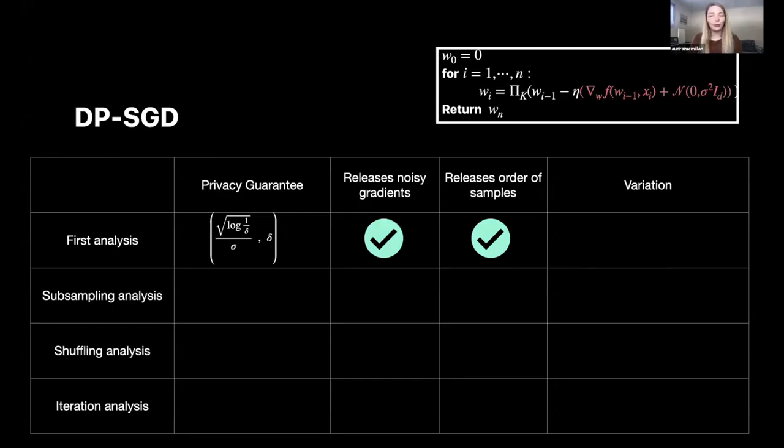Additionally, these gradients give us a lot of information about what the mechanism is doing. In particular, we can get an idea of whether we actually are converging if we can look at these noisy gradients. Okay, so that's a good thing to have. The second thing, whether it releases the order of the samples, is useful for a different reason.